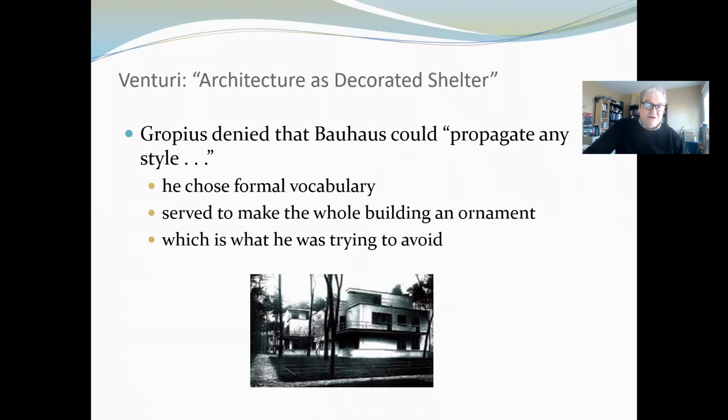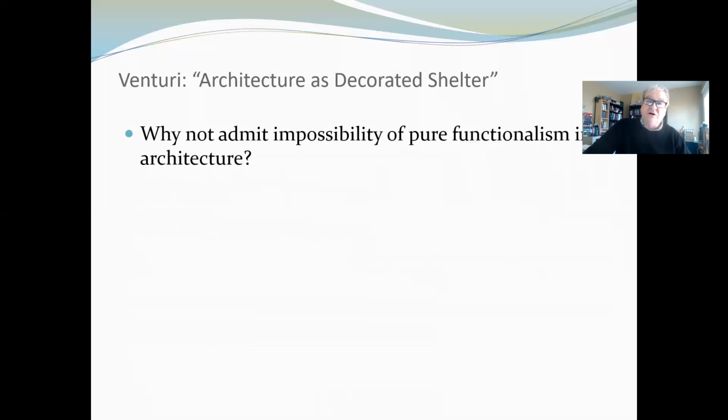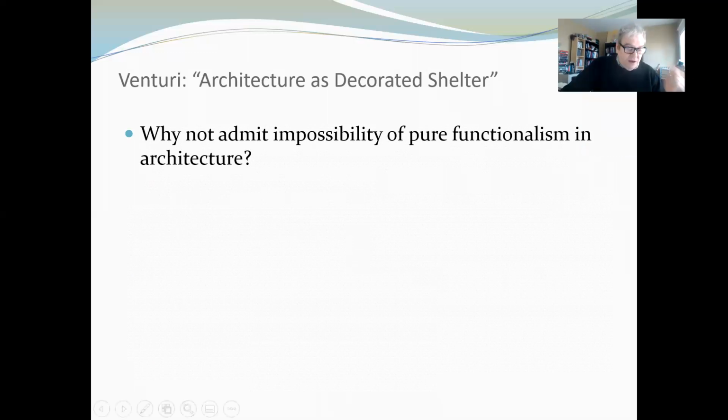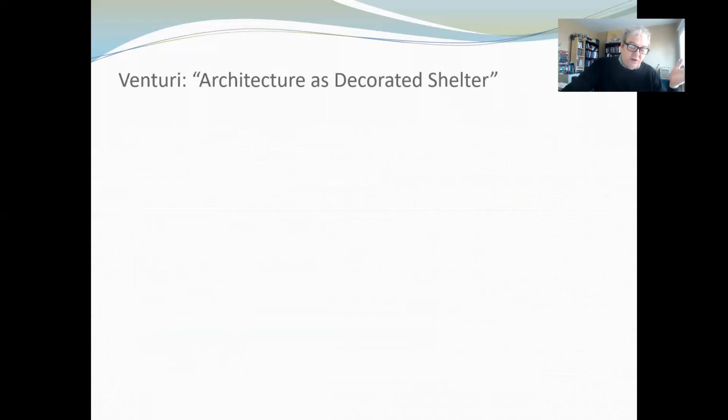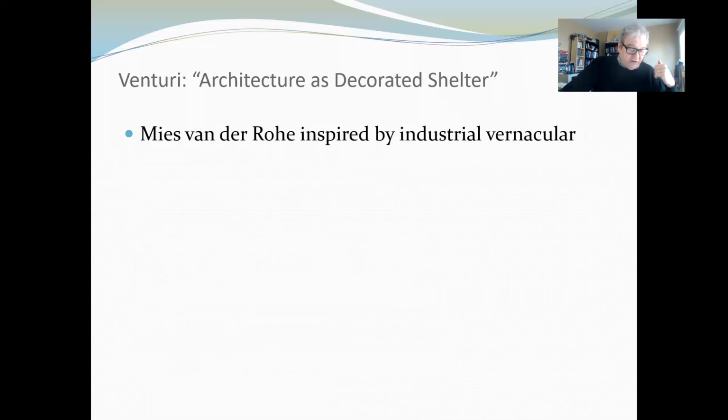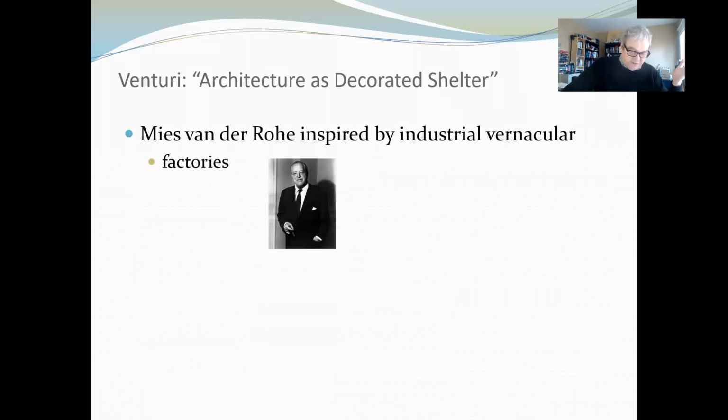Why not admit the possibility of maintaining pure functionalism in architecture? Functionalism in any area just defines something in terms of its function. That's all functionalism means. Why not admit the impossibility of maintaining pure functionalism in architecture and let function and decoration go their separate ways? Mies van der Rohe was inspired by an industrial vernacular, for instance, factories.